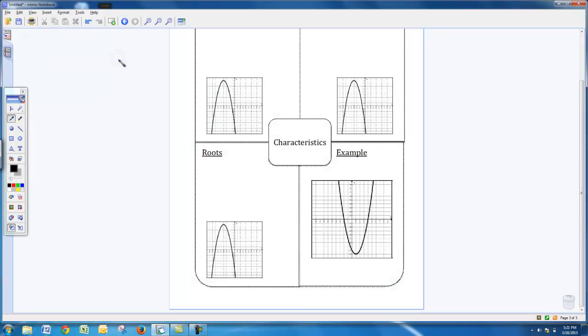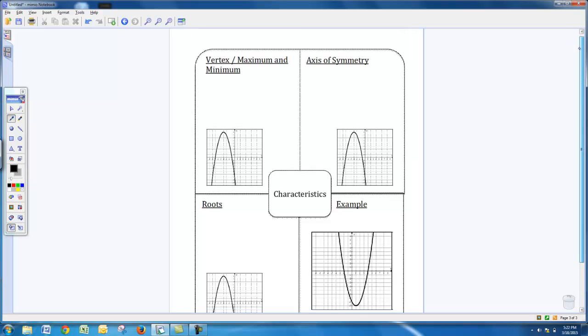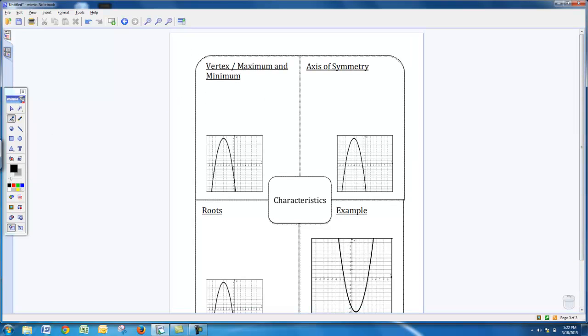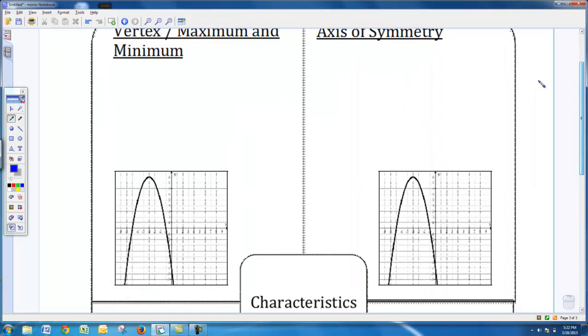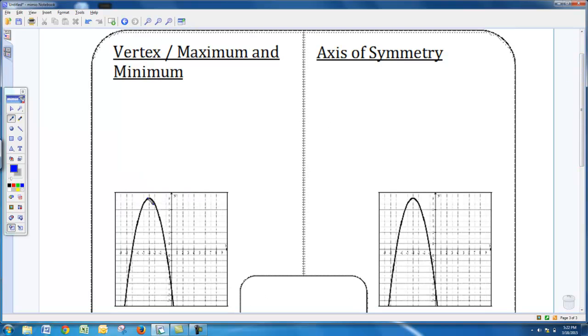Let's go on to our second page and just talk about the parts or the characteristics of a quadratic function. A quadratic function always has a vertex. And a vertex is going to be the ordered pair that is the highest or lowest point on the parabola. So in this parabola right here, the vertex would be right here.